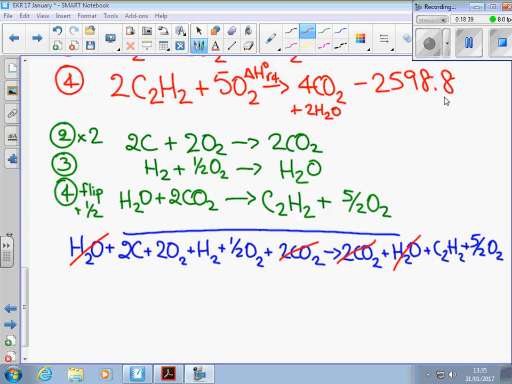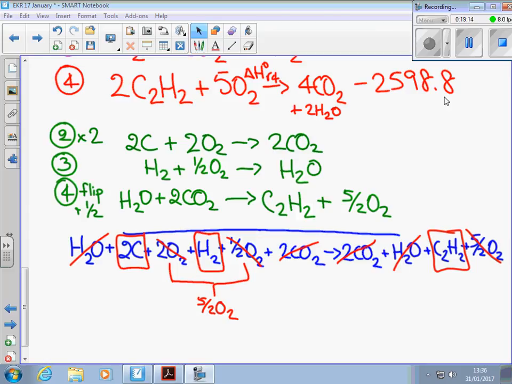We should be able to lose some oxygen, I think, shouldn't we? What have we got on the left? We've got that one and that one, which together make 2.5 or 5/2, yeah? So that and that will cancel out. Hopefully we're now left with what we need. So we've got 2 carbons, an H2, giving us our C2H2. Yes. Okay, so the check works out, at least it does when you've corrected it.